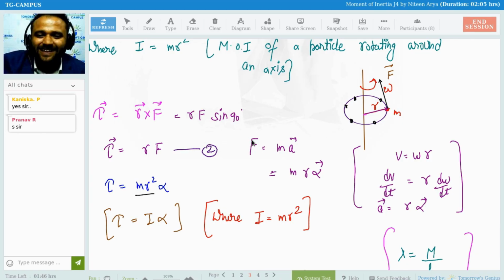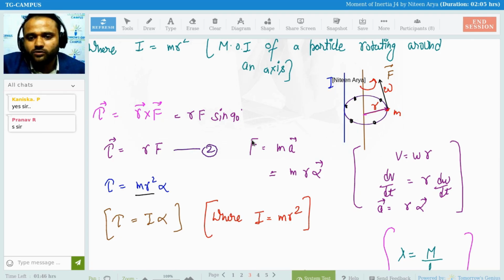Everything is going to be changed if I change the axis. Why so and how so? Just focus here. If this is my axis I, I can now choose this axis. It's my choice which particular axis I want to choose. So that is I prime, and that is the first one, I.